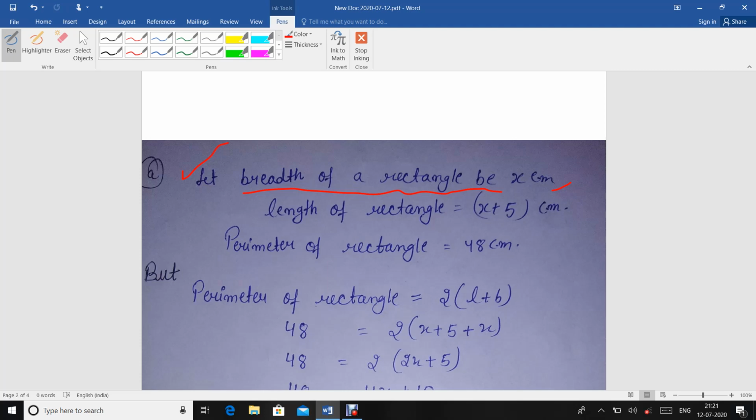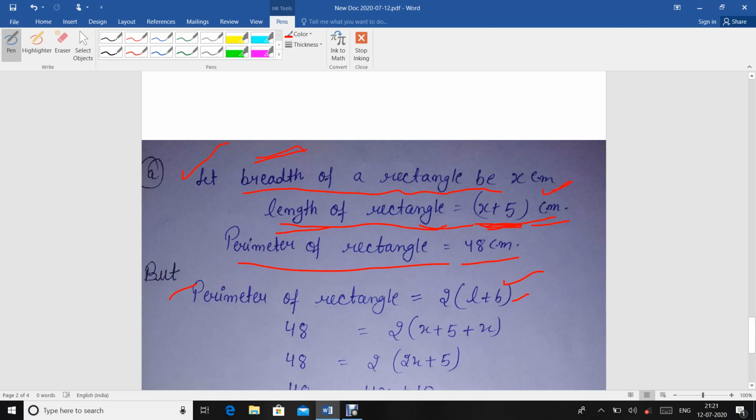So we are considering the breadth of rectangle is x centimeter, and the length of rectangle, as we know that question is saying that length of the rectangle is 5 centimeter more than the breadth. 5 centimeter more than the breadth means we have to add 5 to the breadth. So breadth is x and we are adding 5 to breadth, so x plus 5 centimeter is the length of the rectangle, and perimeter of rectangle is 48 centimeter. This is given, but we know that the formula for the perimeter of rectangle is 2 multiplied by length plus breadth.